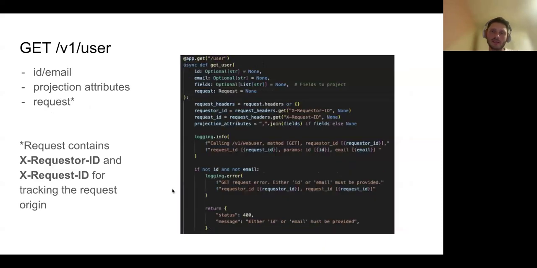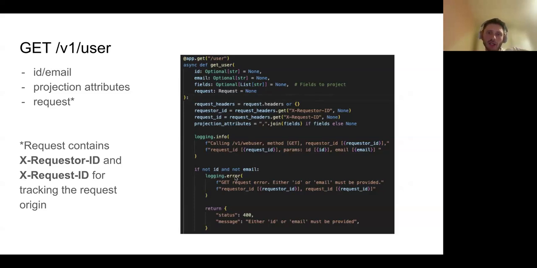This is one of the simple examples of how you can get the user. You can get it by ID, by email. You can specify which fields to project. It's like select in PostgreSQL when you do select email, first name, last name, and it will return only these fields. The same you can do in DynamoDB. It's basically called projection attributes also.